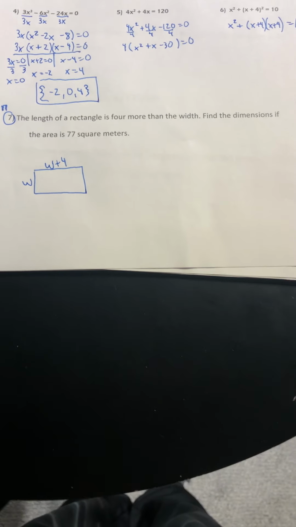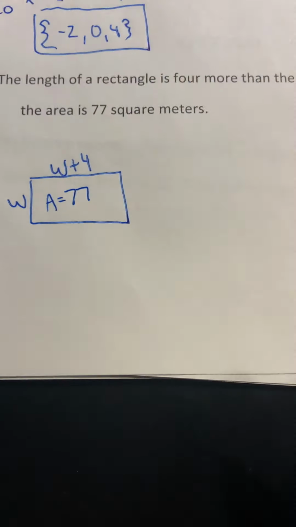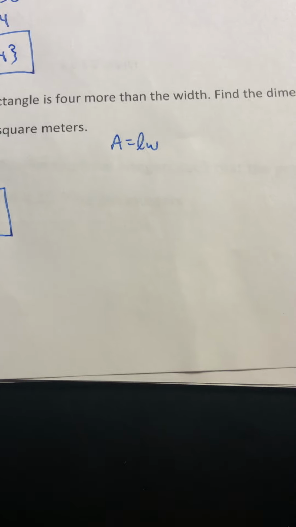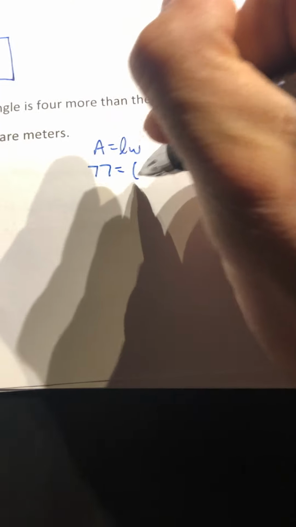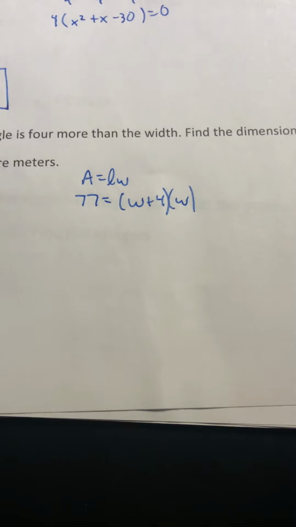Now it says find the dimensions if the area is 77 meters. Well, area is the inside. That's 77 meters squared. So we're going to use the area formula. So we have area is equal to length times width. We're going to plug in 77 for the area, the length, which is W plus 4, and the width, which is W. You can reverse this equation if you would prefer.